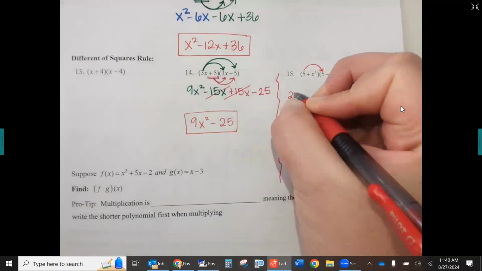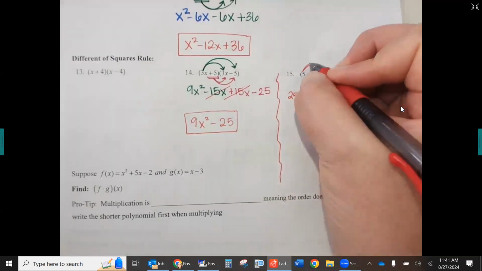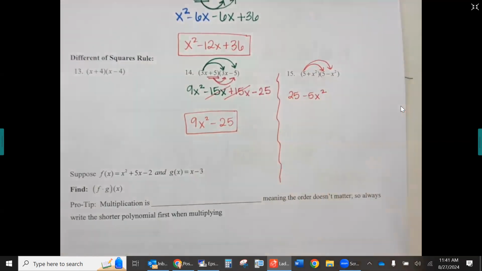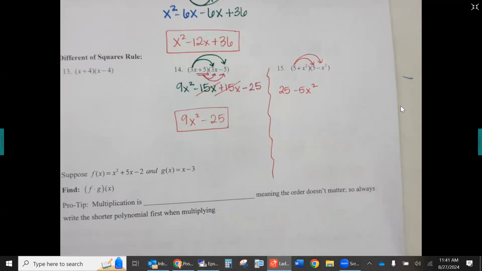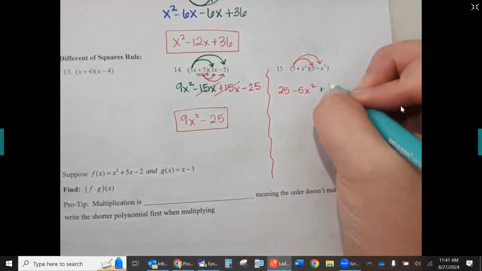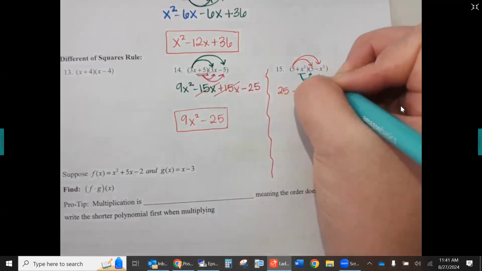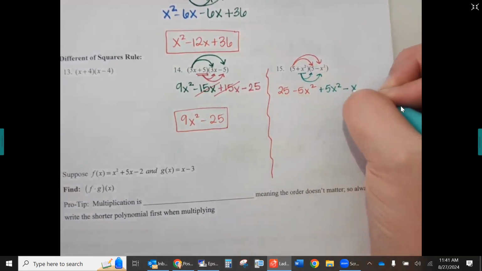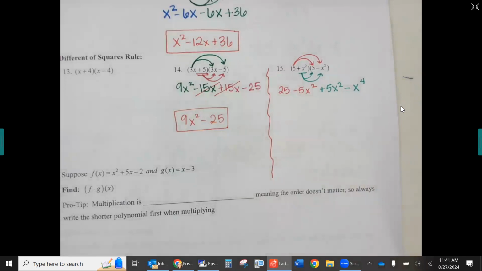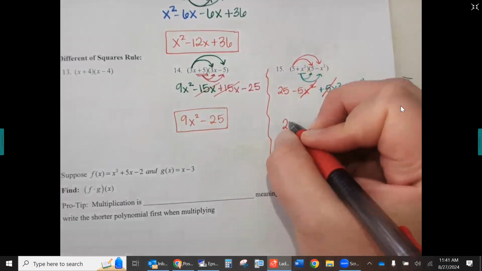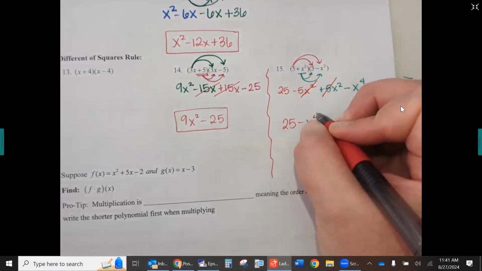You should have gotten 25 for your first term, negative 5x squared for your second term, then you should have gotten a plus 5x squared. And then you should have gotten a minus what? X to the 4. Very good. Then from there, what are my middle two numbers going to do? One's a plus, one's a minus, so they cancel. Then your final answer is 25 minus x to the 4.